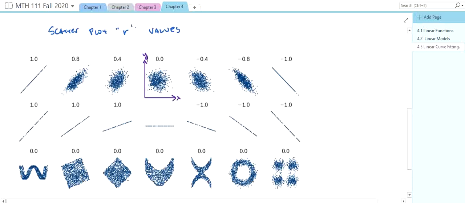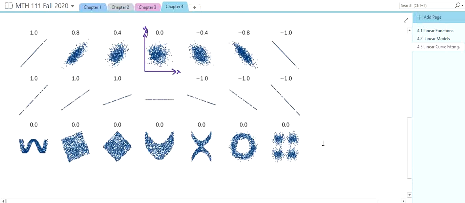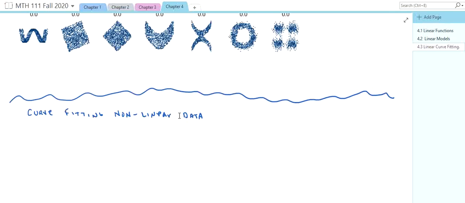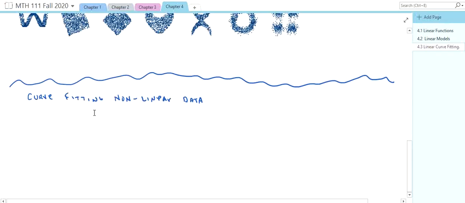And to just really drive that point home, you look at the third row, and none of those are linear. Some of them have some sort of organization to it, but not linear. And that's about all I want to talk about in that section. But since we have some more time, let's discuss a little bit about curve fitting nonlinear data.